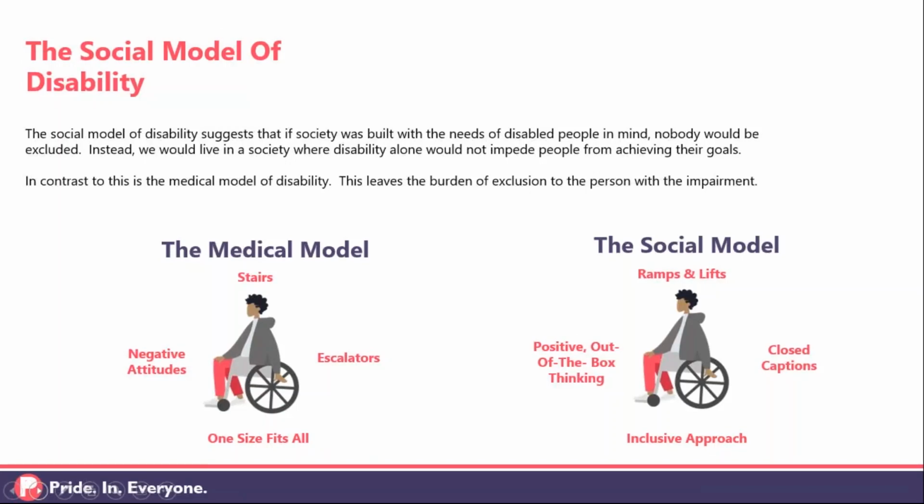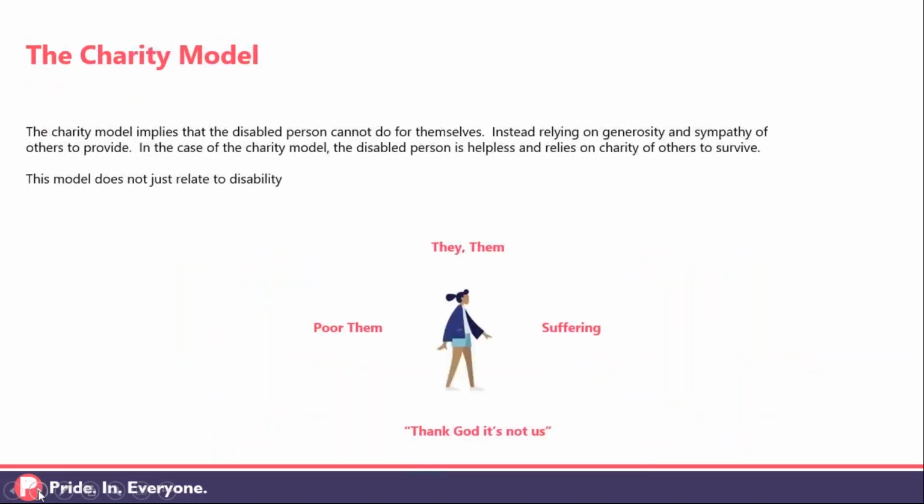Can we please have the next slide? Thank you. So another model that we're going to discuss is the charity model. So again, I'll just read. The charity model implies that the disabled person can't do anything for themselves. Instead, they're relying on the generosity and sympathy of others to provide. In the case of the charity model, the disabled person is helpless and relies on charity of others to survive.